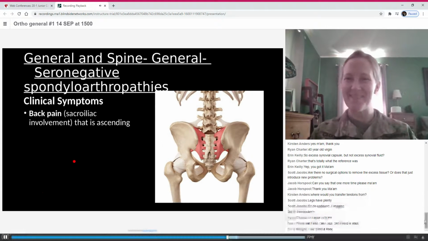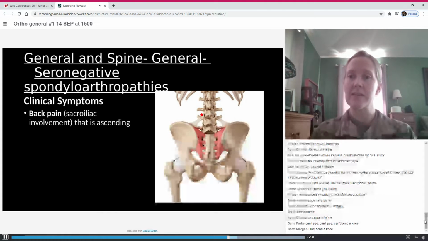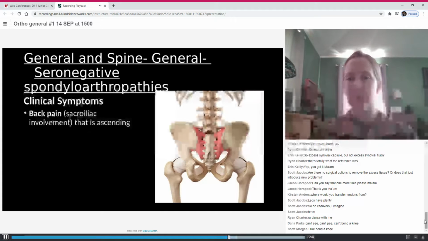Okay. The thing that each of these have in common in terms of clinical pathology is that they all start at the sacroiliac joint and ascend. They start here at the SI joint and they will ascend through the spine. So they'll have low back pain, but there should be sacroiliac involvement as well. So we've got to pair those things together for this particular pathology.